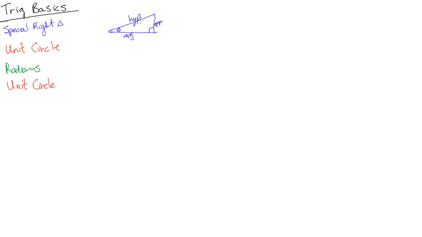So we have sines, cosines, and tangents. Sine is opposite over hypotenuse, cosine is adjacent over hypotenuse, and tangent is opposite over adjacent. It's the ratio of the sides given a very specific angle in the triangle.